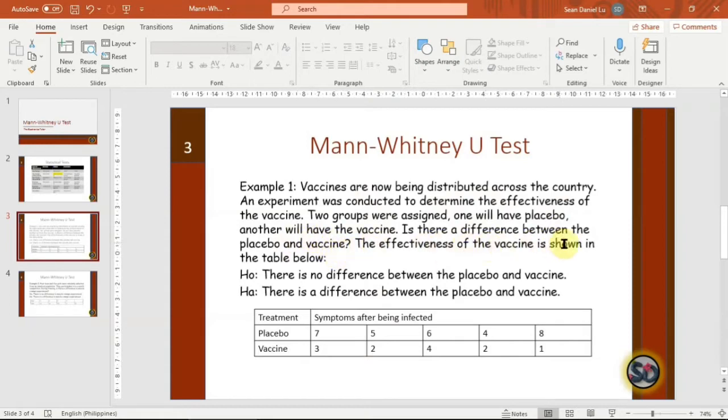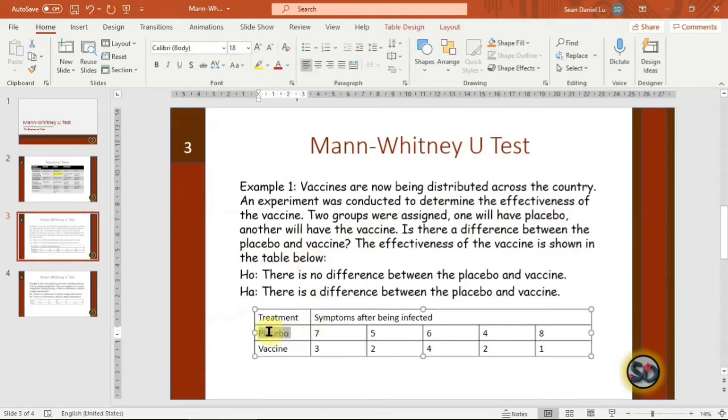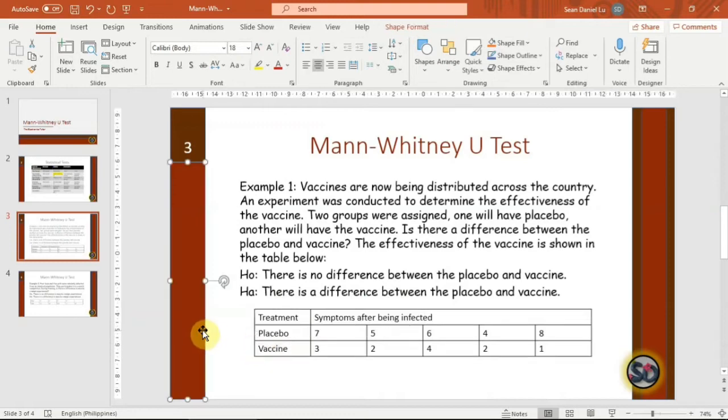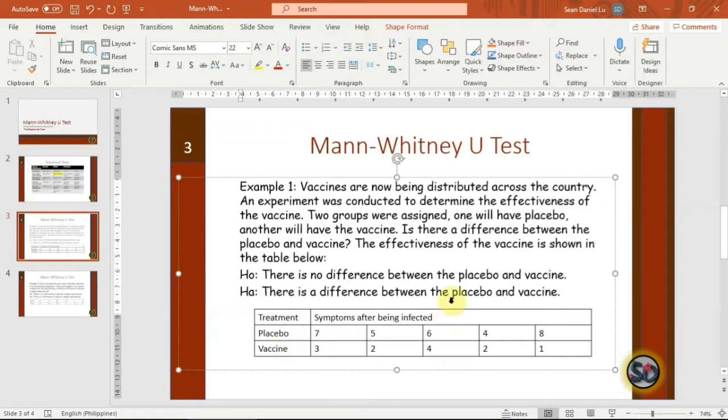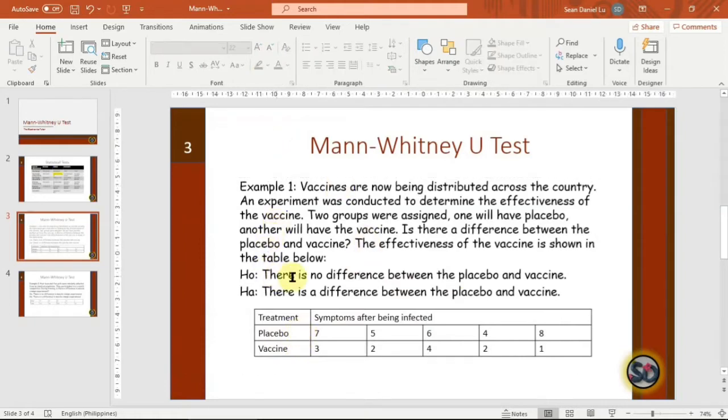The effectiveness of the vaccine is shown in the table below. So the treatment will be these drugs over here. Well, a placebo isn't a drug. It's a non-drug. The way to measure it is the number of symptoms that subjects experience after being infected by a vaccine or by a placebo. The null hypothesis would be that there is no difference between the placebo and the vaccine. They would be the same. The alternate hypothesis would be that there is a difference between the placebo and vaccine.